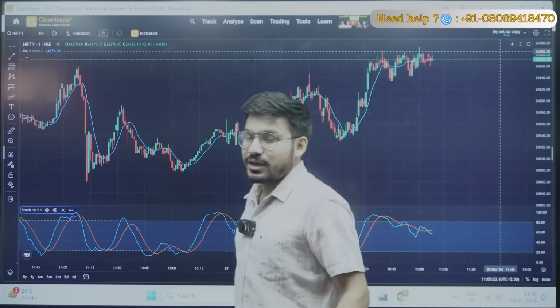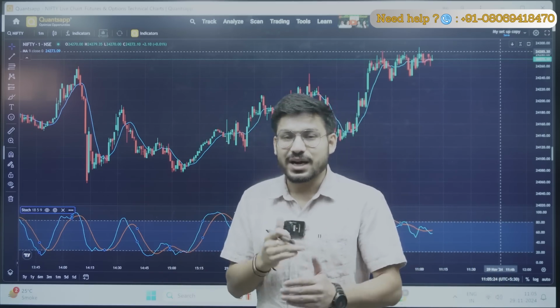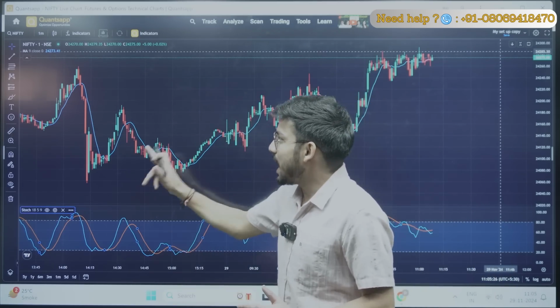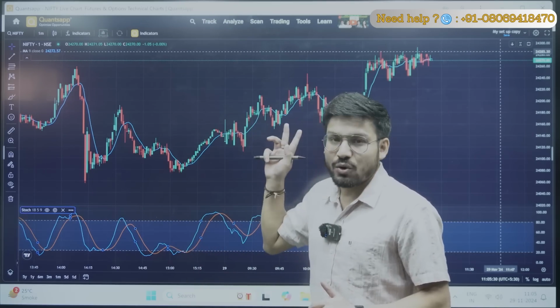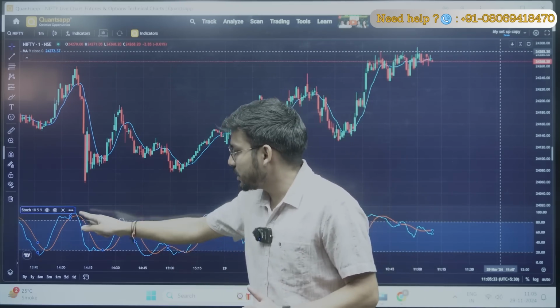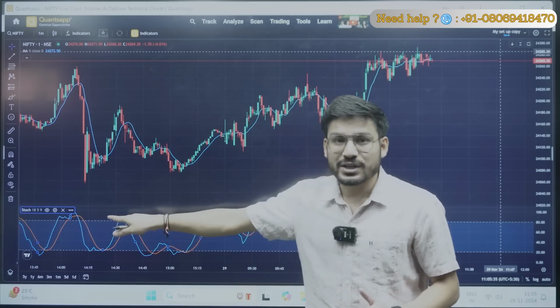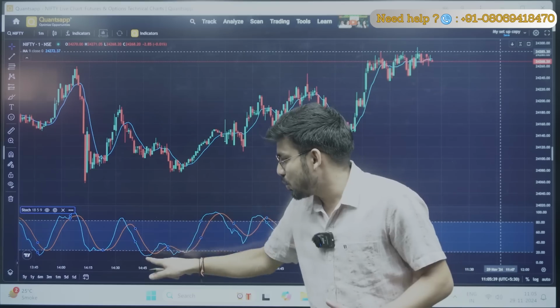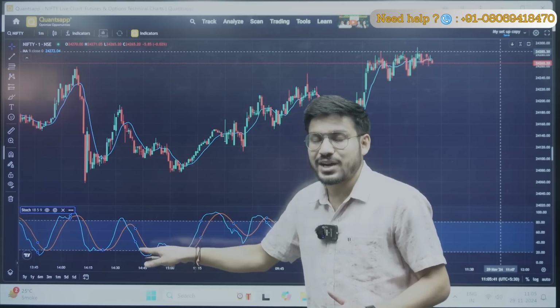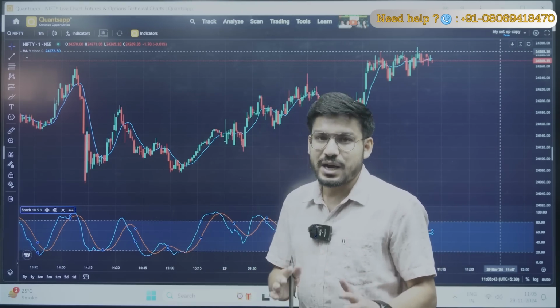Now what was the condition? Let's revise it again. First of all, I want my candle to be closing above my EMA 9, and at the same time I want a crossover above 80. That will be my condition for the bearish direction. Whenever these two lines cross below 20, that will be the condition for the bullish direction. I hope it is clear.